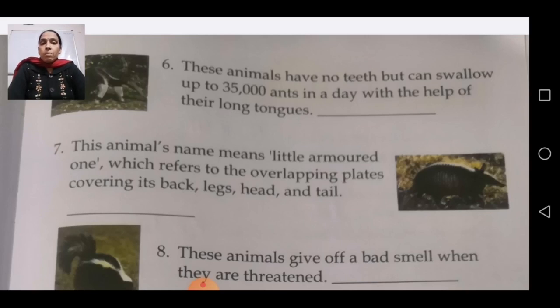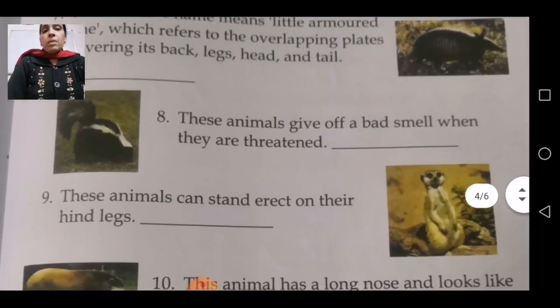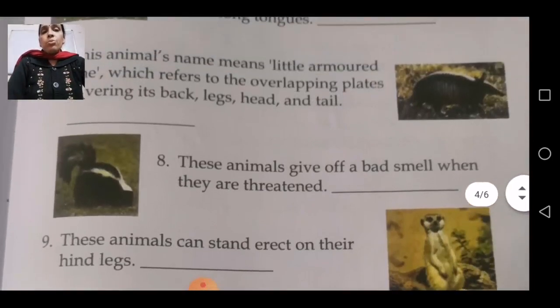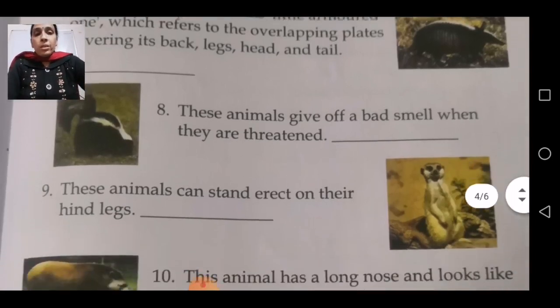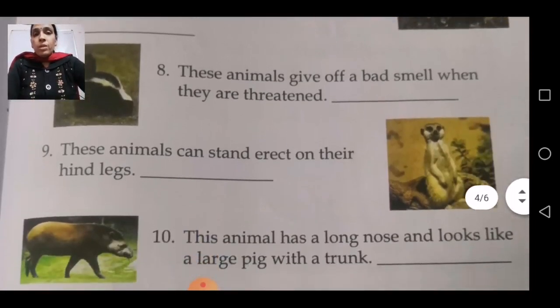Now we'll come to number 8. These animals give off a bad smell when they are threatened. Threatened means डर. Which animals are going to give a bad smell when they are threatened? So that we have removed.